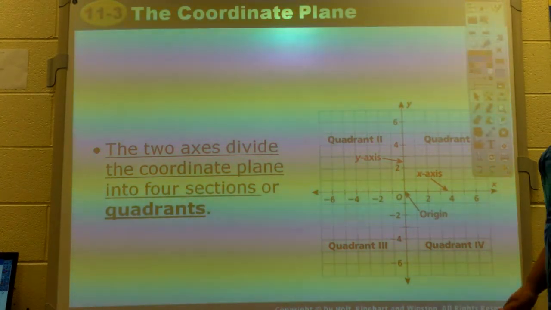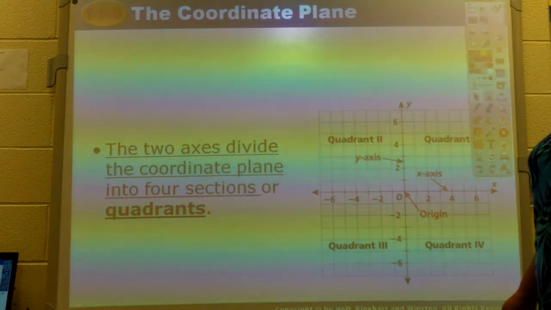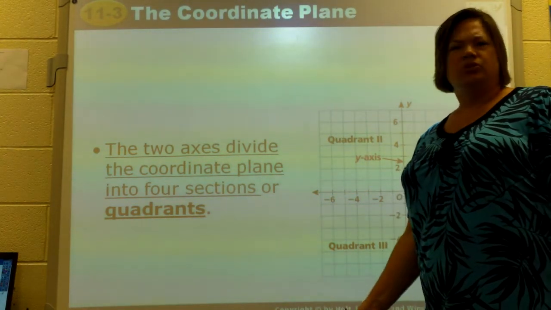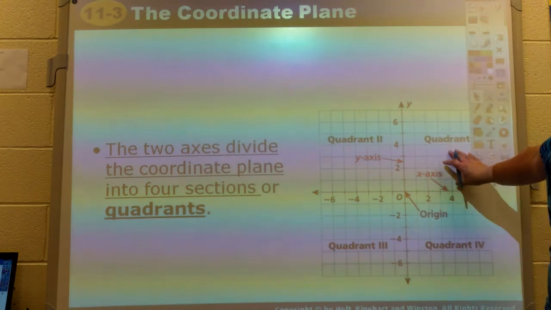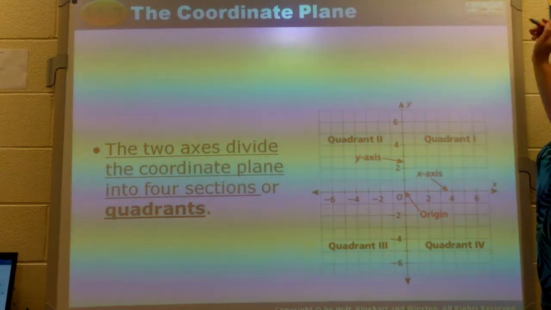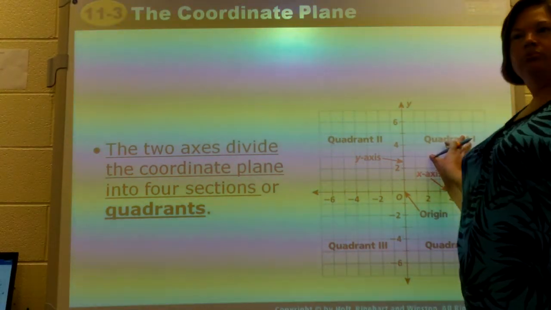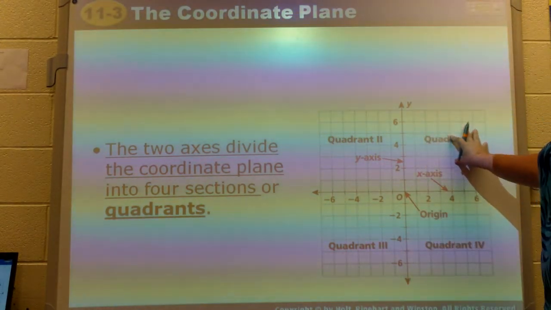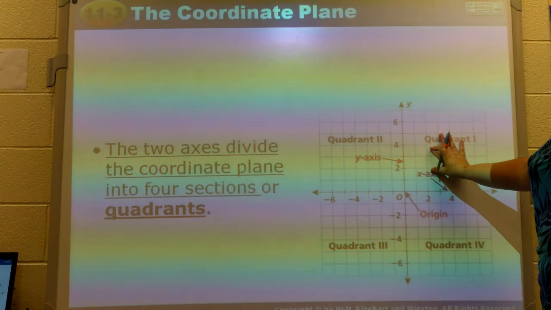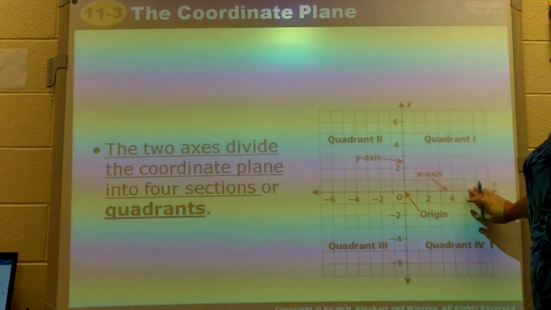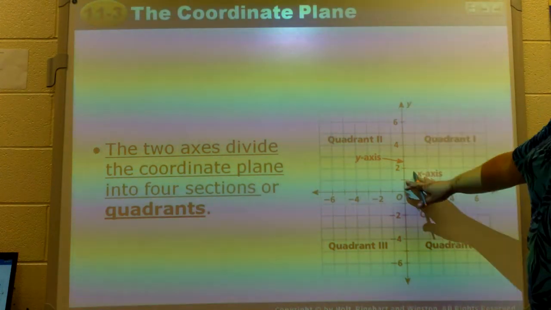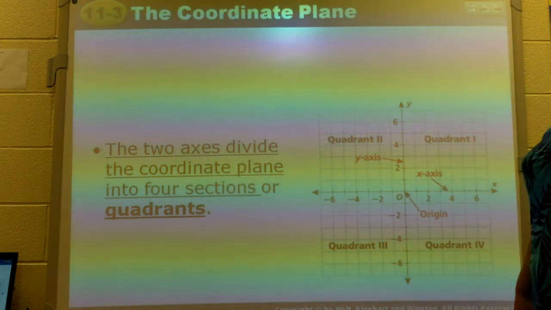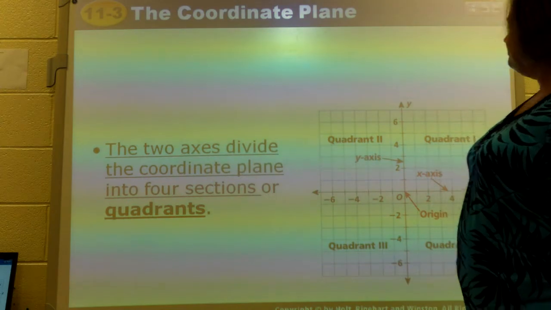The two axes divide the coordinate plane into 4 sections or quadrants. Many of you were used to using quadrant 1, which is this one over here. When you were in elementary school, you pretty much worked with just positive numbers, which will give you points in quadrant 1, which is just positive and positive, going right and going up. This year you'll be working with all 4 quadrants and working with positive and negative numbers.